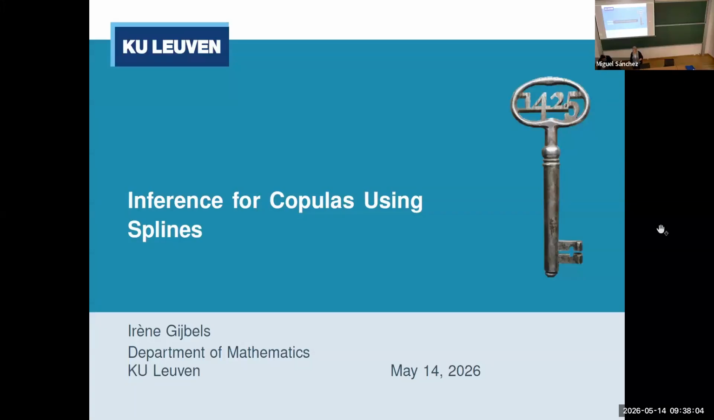The other organizers for putting together this very nice workshop. I must say I learn a lot. And I think it's nice to have these mixtures of communities. So I learn a lot about splines.